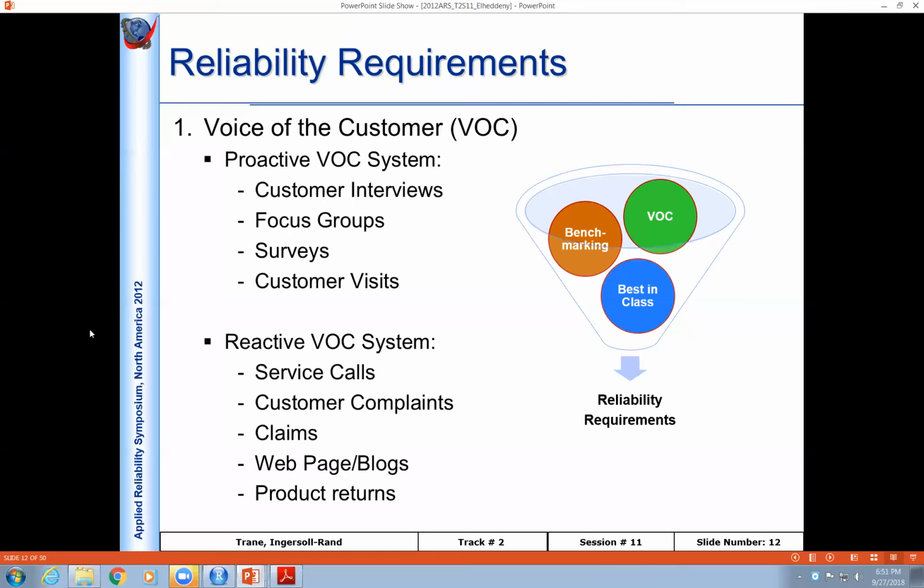Or it could be reactive. Hopefully you don't have a lot of that, because that means you have failures in the field and somebody complaining about it. But it's also a source of information: customer complaints, field failures, and so on, okay? You'd be surprised, if you're working for a company and try to get some feedback from the blogs about what people actually say, you can learn a lot too.